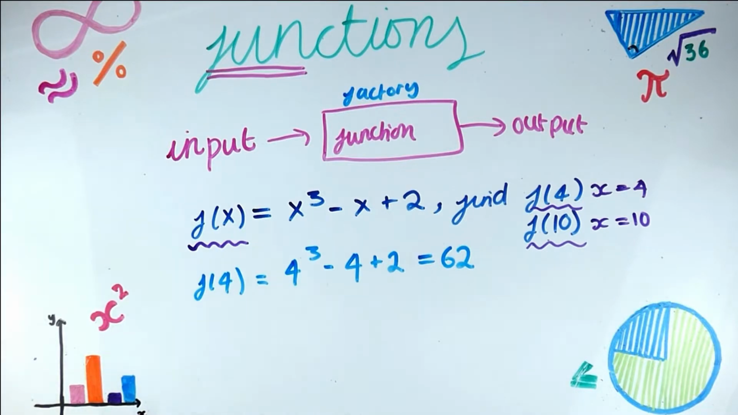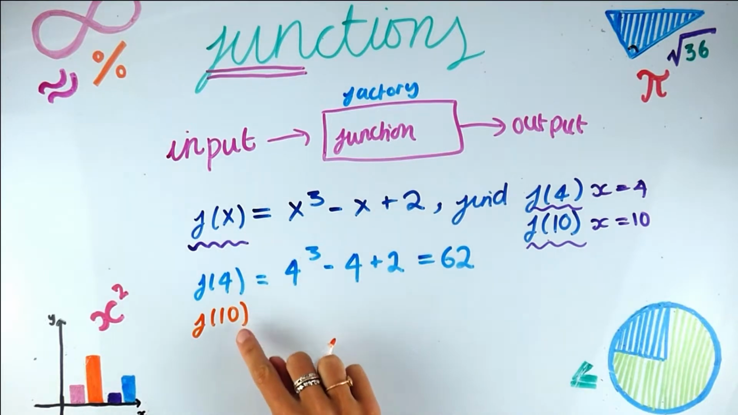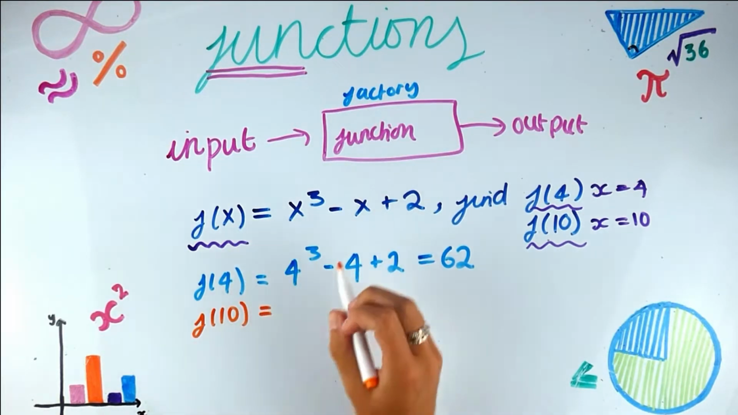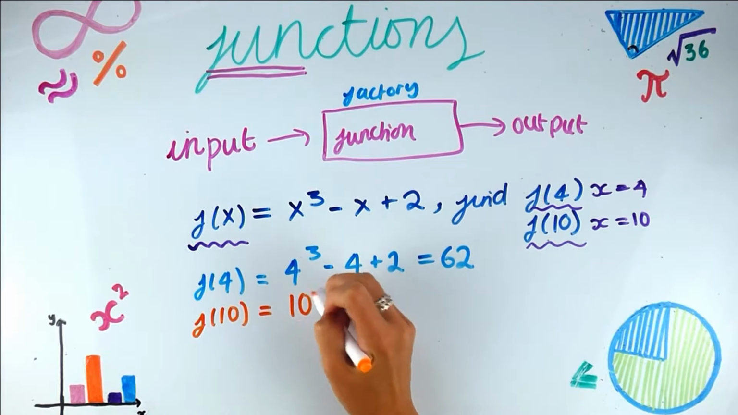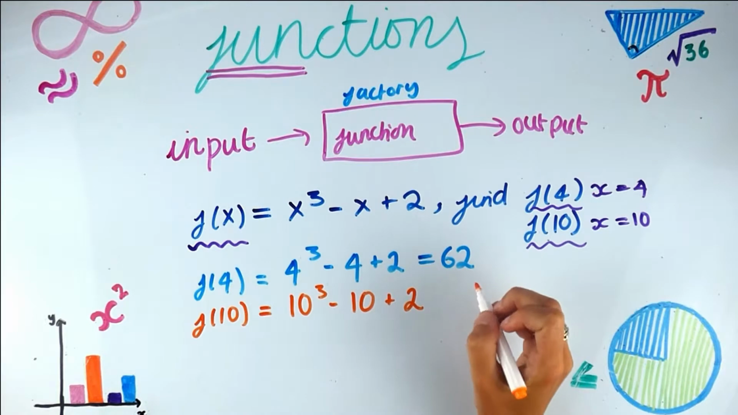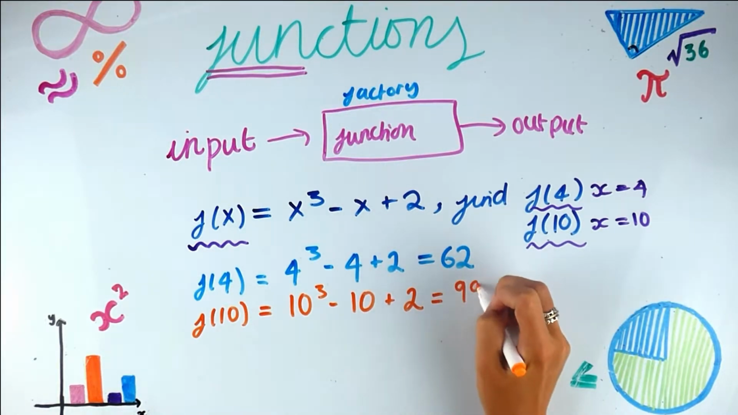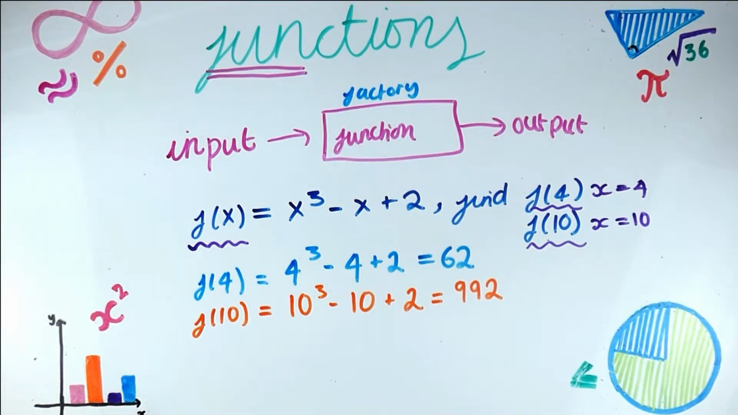62. Okay, here for f(10), so where x equals 10, we've replaced x with 10. Anytime you see an x, you replace it with 10. So 10 cubed minus 10 plus 2. And the answer to that is 992. So that's just your basic function factory. Now we're going to look at some things you can do when you have two functions, and then we'll go on to more examples.